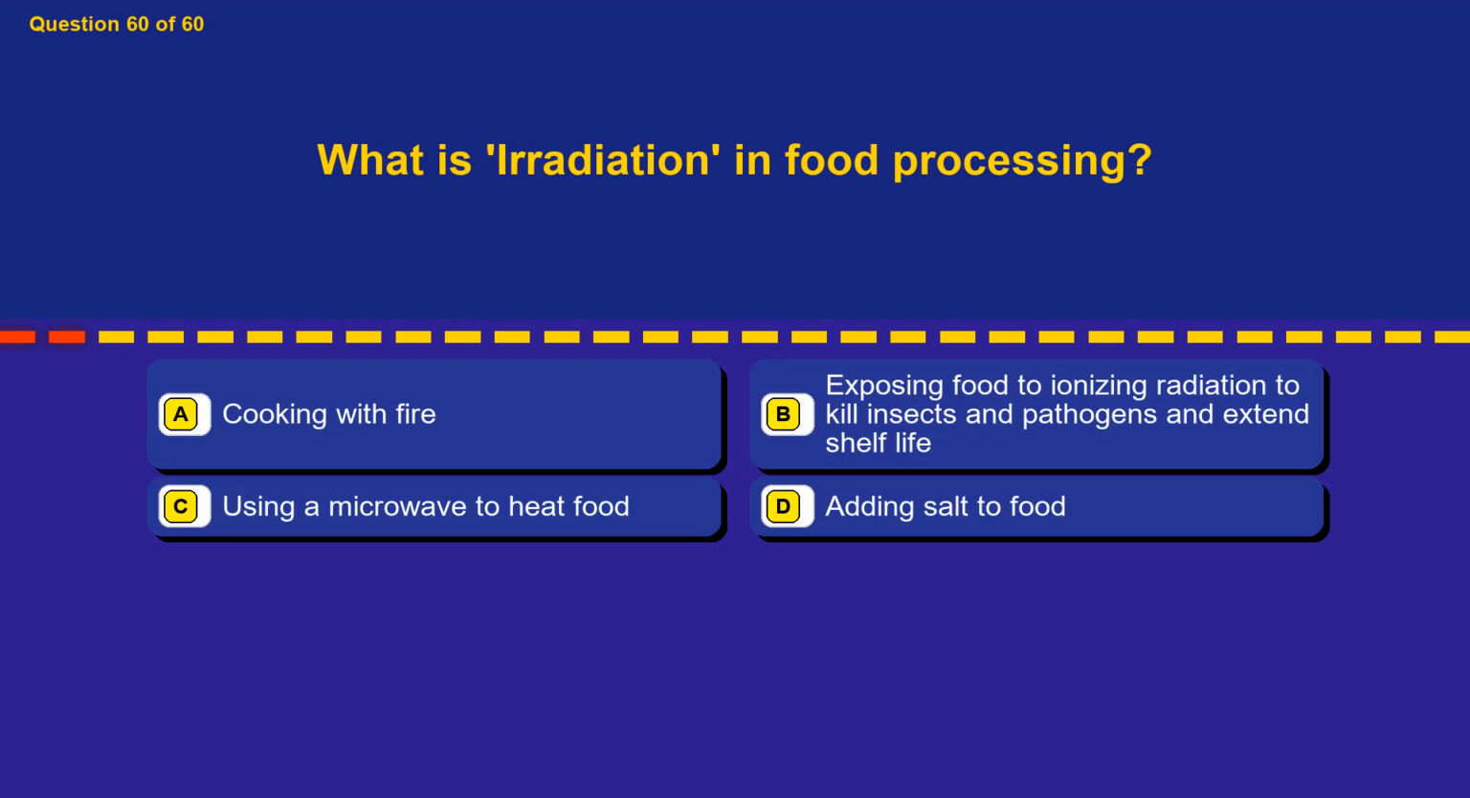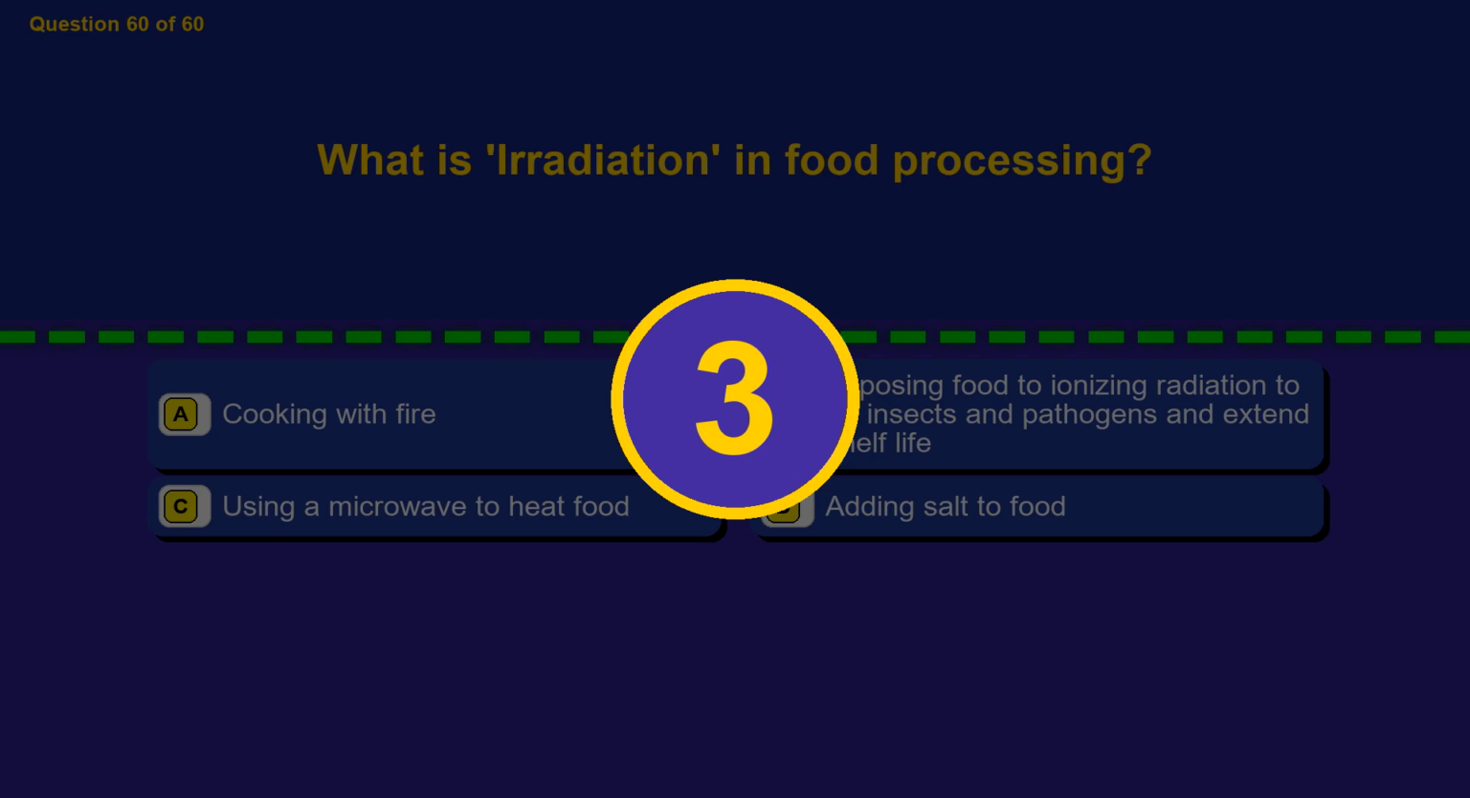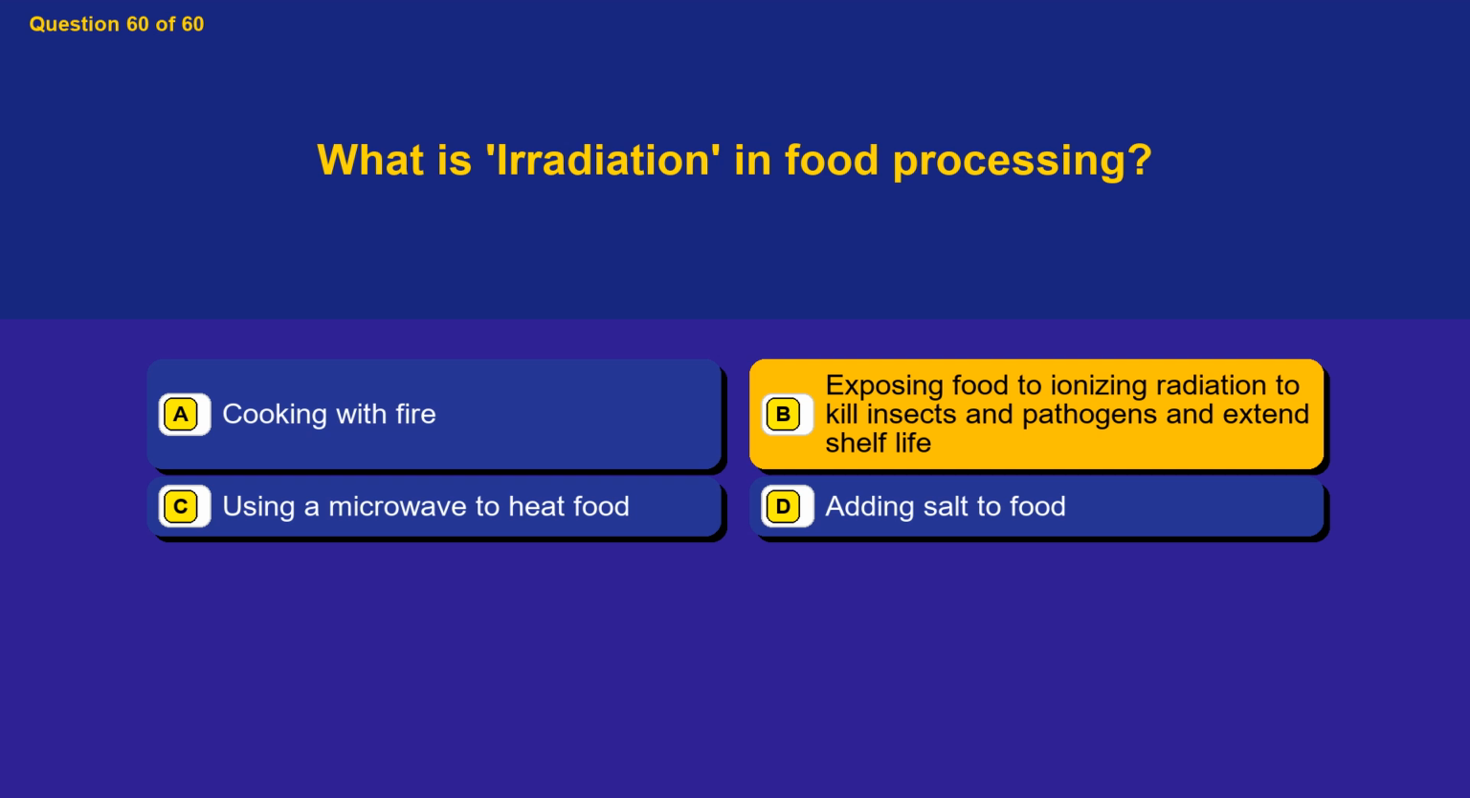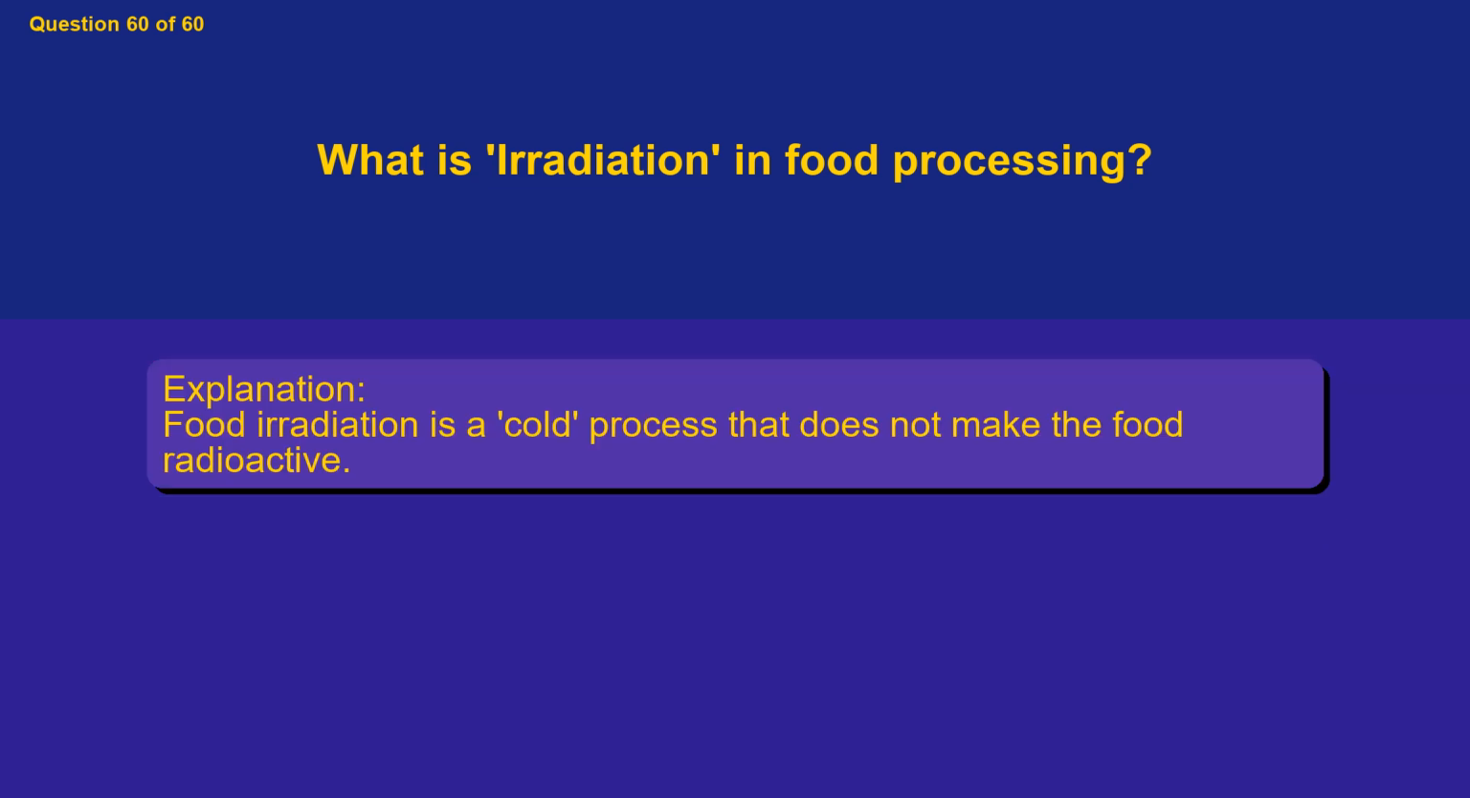Question 60. What is irradiation in food processing? Option A, cooking with fire. Option B, exposing food to ionizing radiation to kill insects and pathogens and extend shelf life. Option C, using a microwave to heat food. Option D, adding salt to food. The correct answer is option B, exposing food to ionizing radiation to kill insects and pathogens and extend shelf life. Food irradiation is a cold process that does not make the food radioactive.